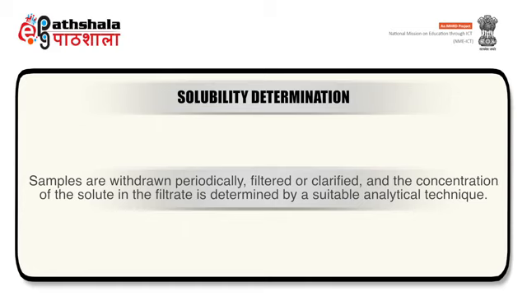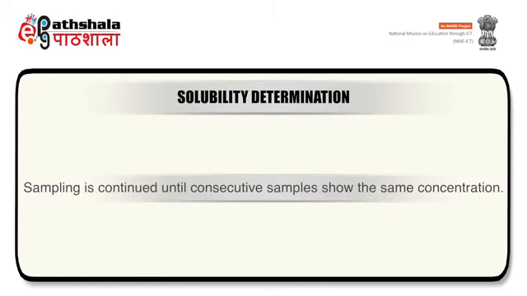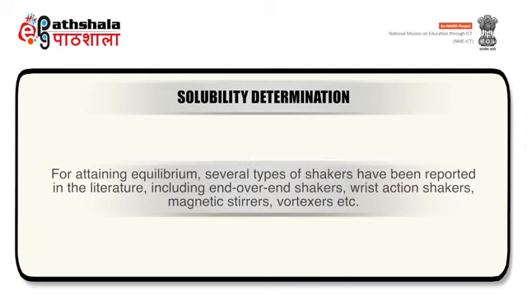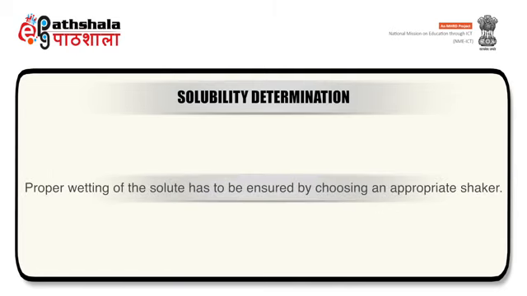Samples are withdrawn periodically, filtered or clarified, and the concentration of the solute in the filtrate is determined by a suitable analytical technique. Sampling is continued until consecutive samples show the same concentration. For attaining equilibrium, several types of shakers have been reported in the literature, including end-over-end shaker, wrist action shaker, magnetic stirrer, vortexers, etc. Proper wetting of the solute has to be ensured by choosing an appropriate shaker.